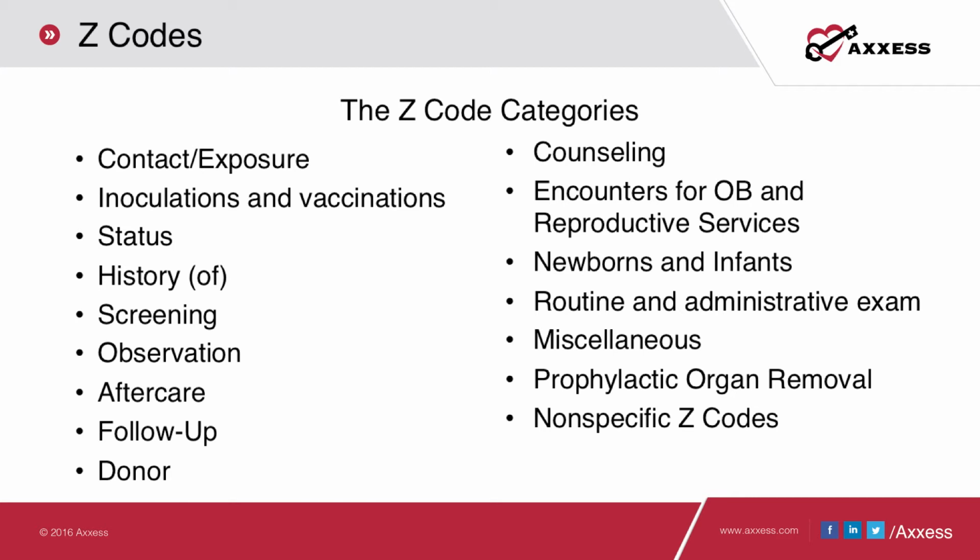Status codes, history of codes, the screening, observation, aftercare, follow-up, donors, counseling, and this is not like your social work counseling that you do in home health, perhaps. Encounters for OB and reproductive services. These are things like fertility treatments. We certainly don't do that much in home care. Newborns and infants. Routine and administrative exams, miscellaneous, prophylactic organ removal, and then some non-specific Z codes at the end.